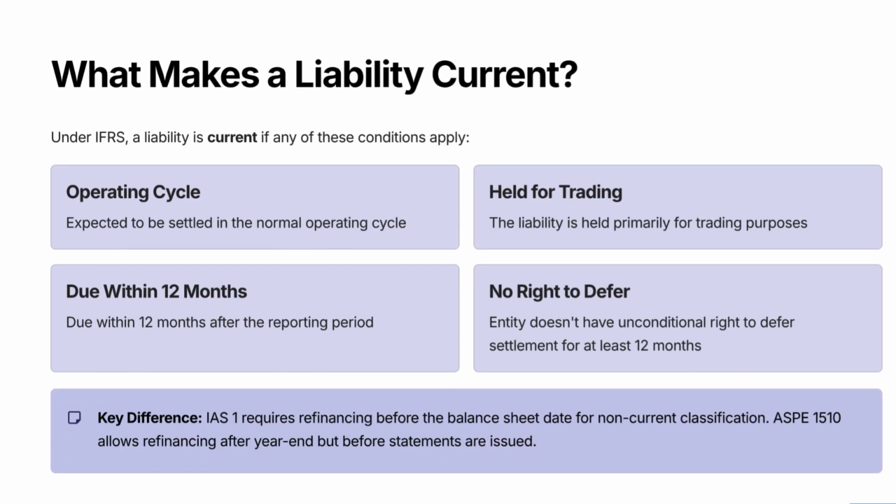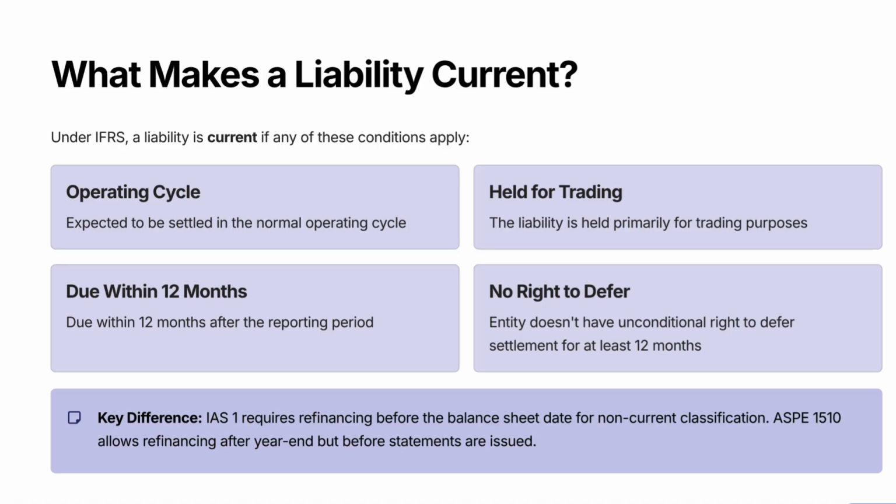Let's start with the basics. How do we know if a liability is current? Under IFRS, a liability is considered current if any of these apply. 1. It's expected to be settled in the normal operating cycle. 2. It's held for trading. 3. It's due within 12 months after the reporting period. 4. Or the entity doesn't have an unconditional right to defer settlement for at least 12 months.